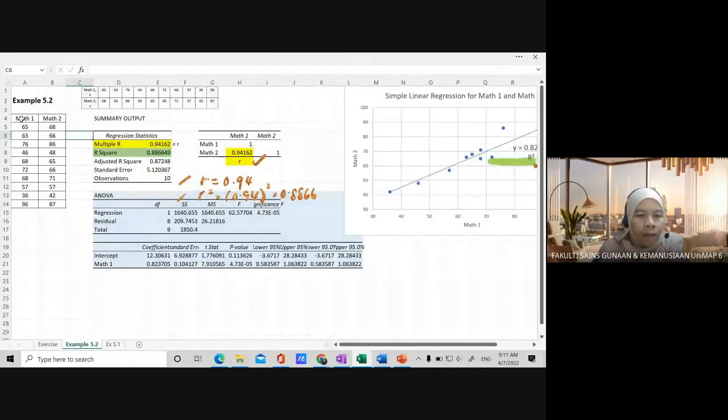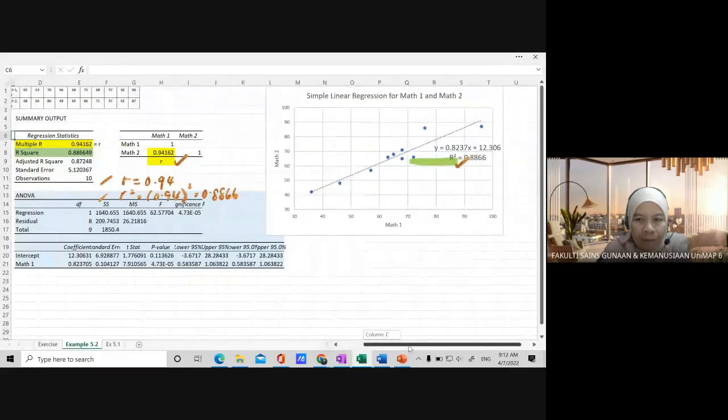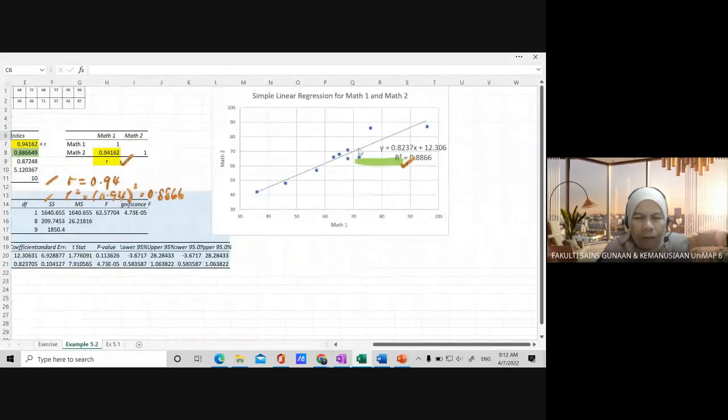Okay, this is marked for your Math 1, this is marked for Math 2, and then we use our Excel to come up with some of the values that we need for our linear model, and to see what the relationship and the strength will be for this particular example. And from this scatter plot that we have along with the line, we have got our model here.